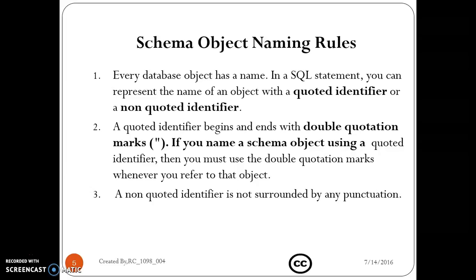So table name and column names must begin with a letter, must be 1 to 30 characters long, must contain only A to Z alphabets, 0 to 9 numbers, dollar and hash sign, must not duplicate the name of another object owned by the same user, and must not be an Oracle server reserved word.